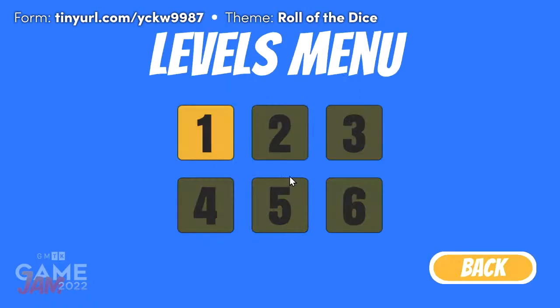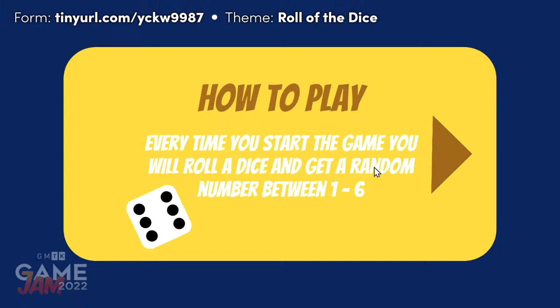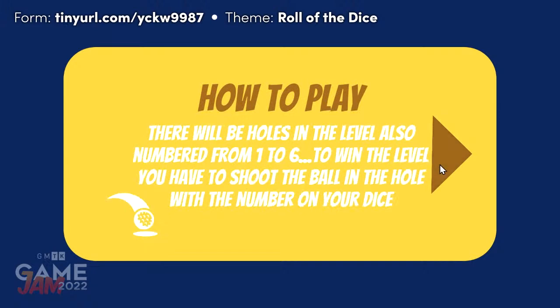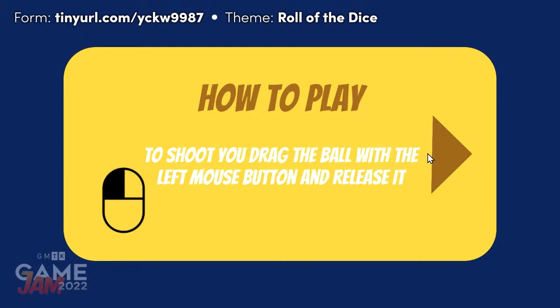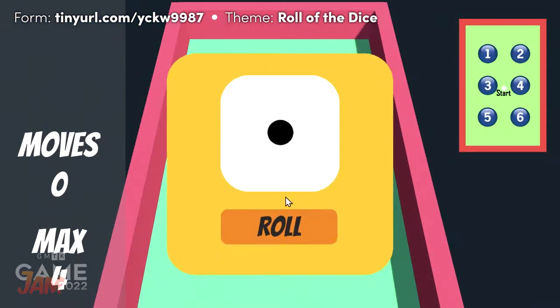Play. Levels menu, 1. Welcome to Roll in 1. How to play. Every time you start the game, you will roll a dice and get a random number. There'll be holes in the level. Yeah, I've kind of figured that out. To shoot, you drag the ball with the left mouse button and release it. But every time you shoot the ball and you miss, you must roll the dice again. Yeah, good luck. Okay, so we roll.